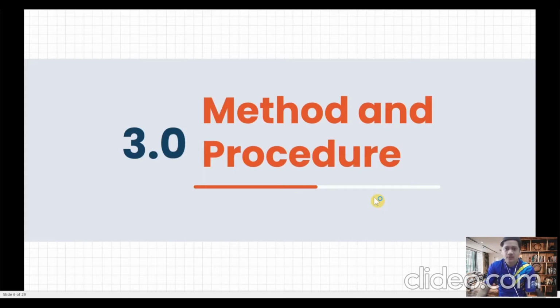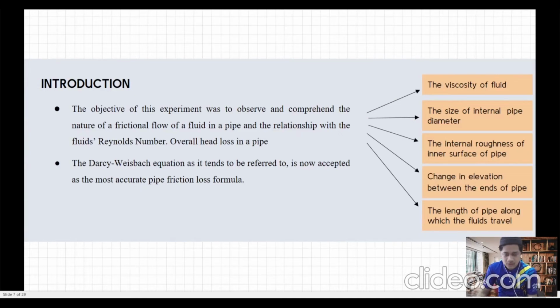So now I will explain about the 3.0 method. An experiment was carried out in order to achieve the experiment's objectives. The objective of this experiment was to observe and comprehend the nature of frictional flow of a fluid in a pipe and the relationship with the fluid's Reynolds number. Overall, head loss in a pipe is affected by a number of factors, which include the viscosity of the fluid, the size of the internal pipe diameter, the internal roughness of the inner surface of the pipe, the change in elevation between the ends of the pipe, and the length of the pipe along which the fluid travels.